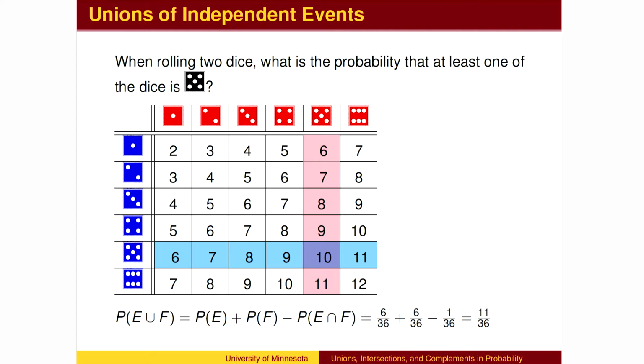There are 6 outcomes in the red column, but we have overcounted. When both dice are 5, we counted it in the blue row and in the red column. We need to adjust for this by subtracting the double counting, the intersection. The correct answer is to add the probabilities of E and F, then subtract the overlap. If E and F are mutually exclusive, then there is no overlap, and we have our original formula.